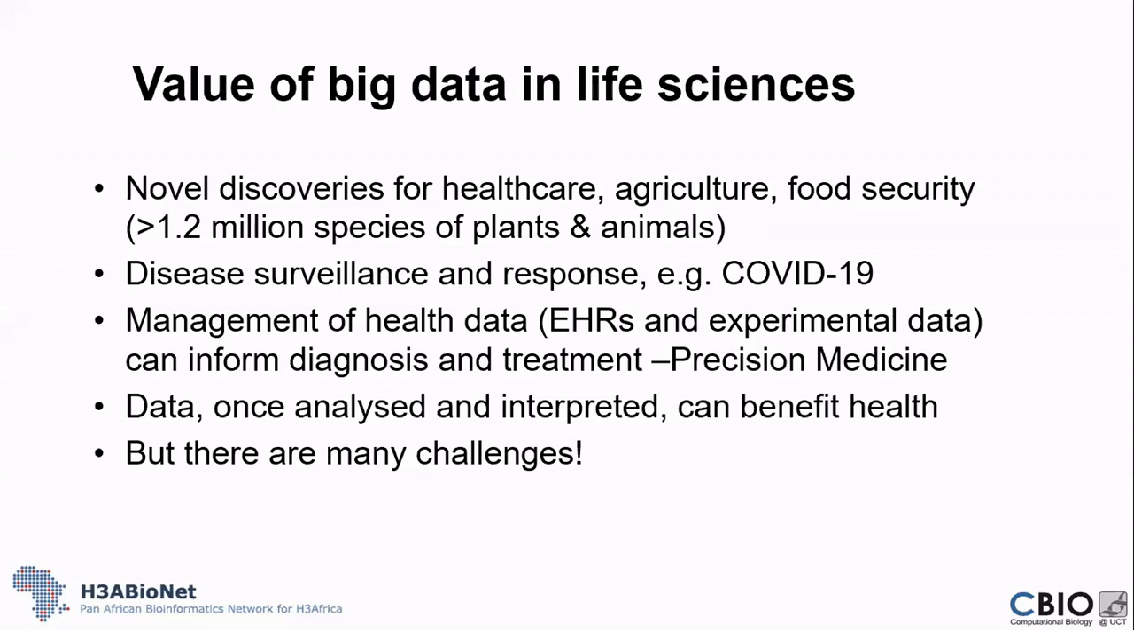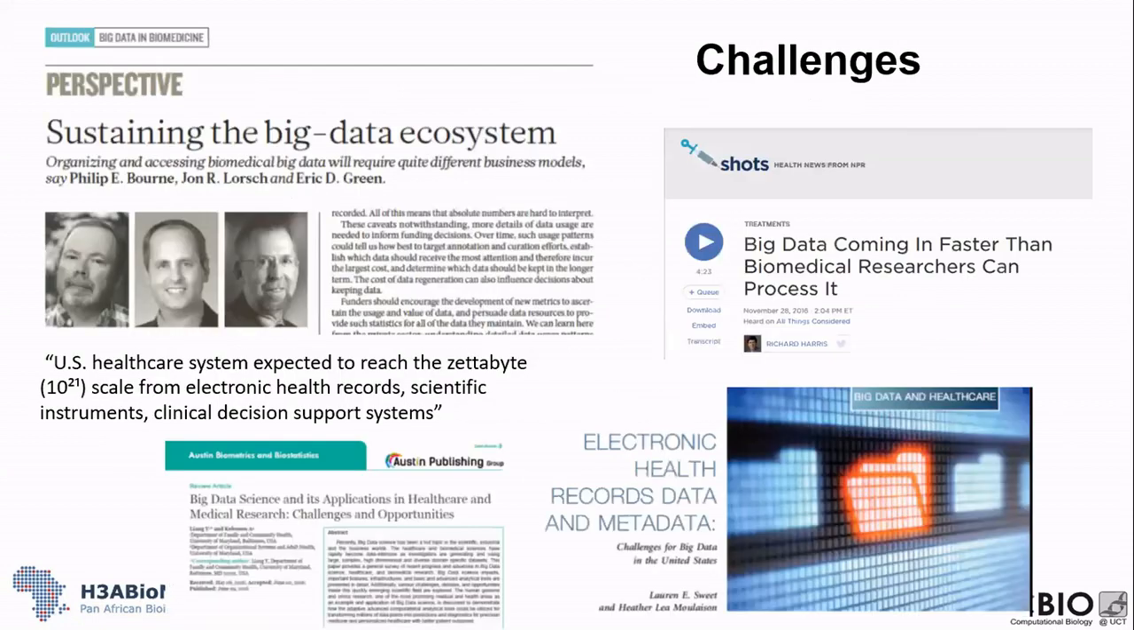There's data that's coming in from electronic health records. Every day doctors see patients and they record what's happened to them. That data can help to inform their future health by what's something called precision medicine, which I'll come back to. Data, once analyzed and interpreted, can therefore benefit health. But unfortunately, there are many challenges. I've mentioned some of them, but I'm going to unfortunately dwell on a few of them now.